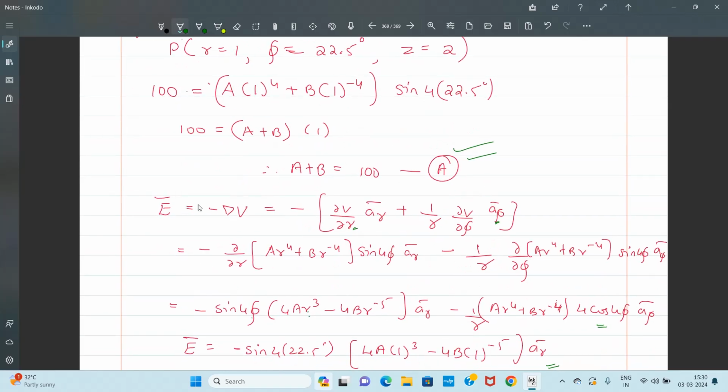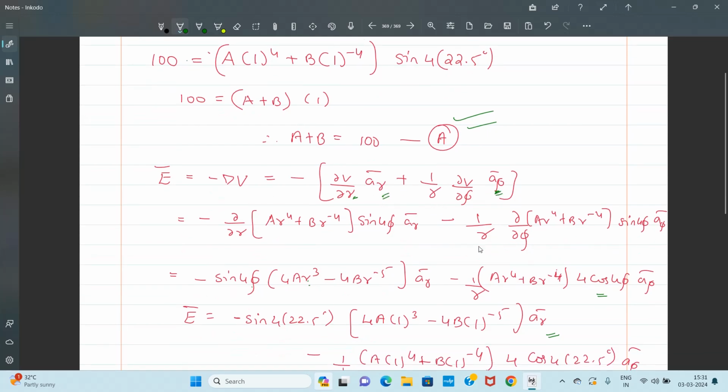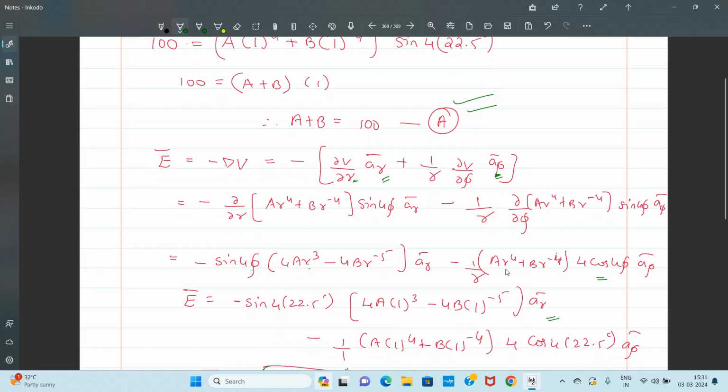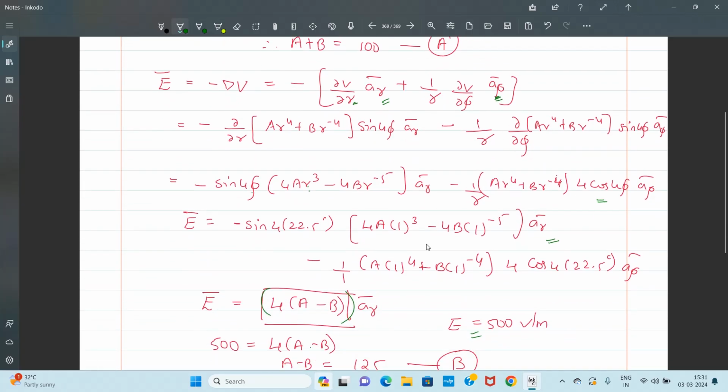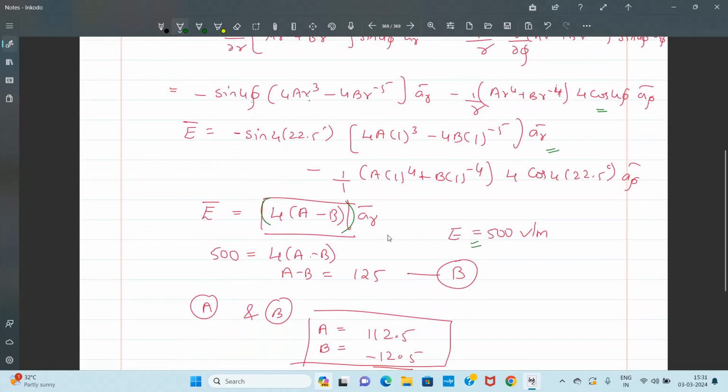Next, what I have to do? In the condition, E value is given as 500. So I have to first find the equation for E, which is minus del V. Again, I told you this is a cylindrical coordinate system, and since you need only the R and phi components, Z is ignored. Only the R and phi components of the gradient equation are written here. So substitute it, simplify it step by step. You can check once how it is done. And after simplification, I'm ending up with this result.